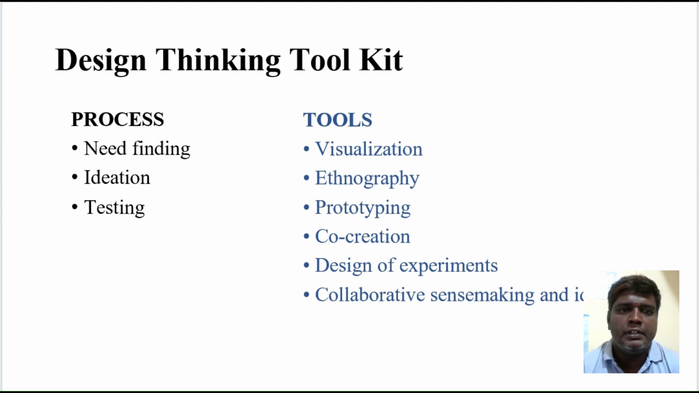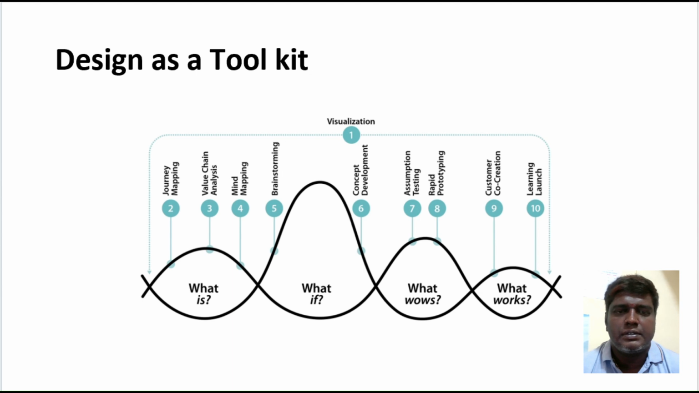And the design thinking toolkit. There are a lot of processes. As we said earlier, we have to identify the problems, then invention and ideation, and then collect feedback and define testing. There are a lot of tools for this process: visualization tools, ethnography, prototyping, scope concept, co-creation, design of experiments, and collaborative sense-making ideation. There are various tools to practice this, and we can check them during the lab exercise.